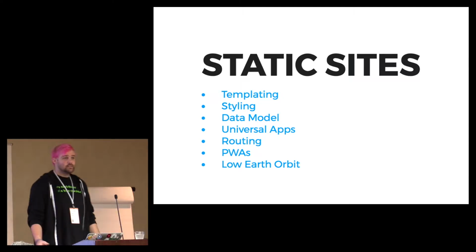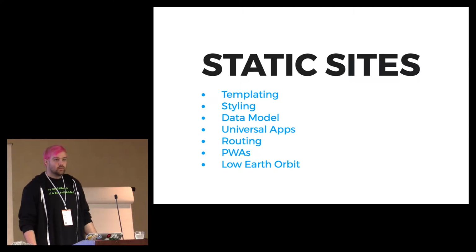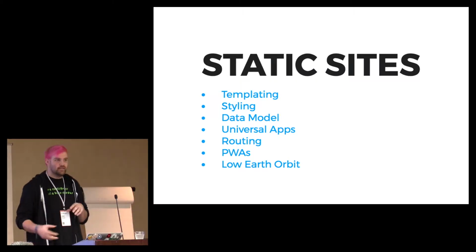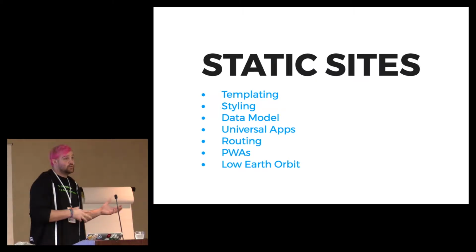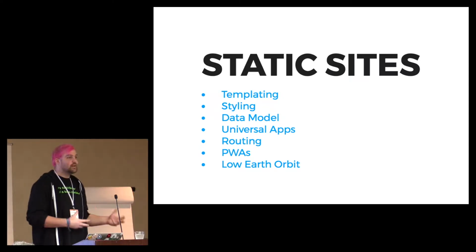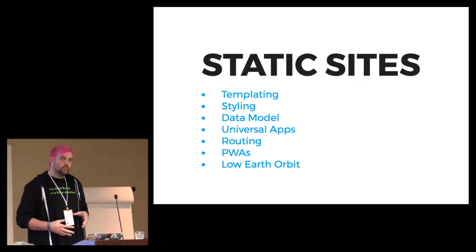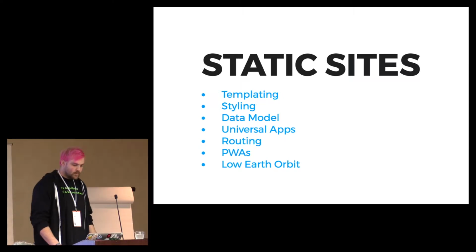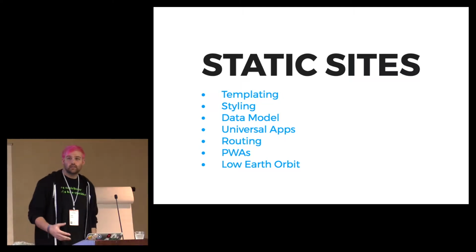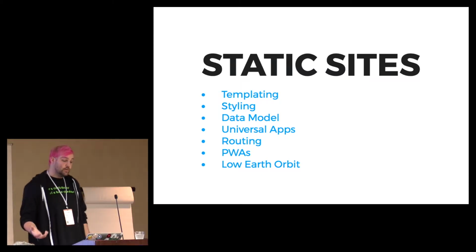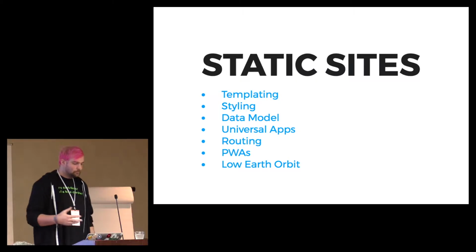So let's talk about static sites. Today we're going to go over templating, or how you get your markdown files and data into an actual rendered application. We're going to talk about styling, and what works for static sites today in tools like Jekyll and Hugo, and the newer approaches to CSS that are evolving. We're going to talk about the data model that classic static site generators like Jekyll use versus how we might improve on them.